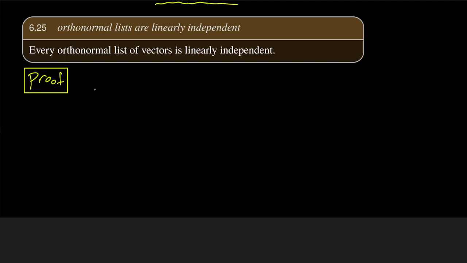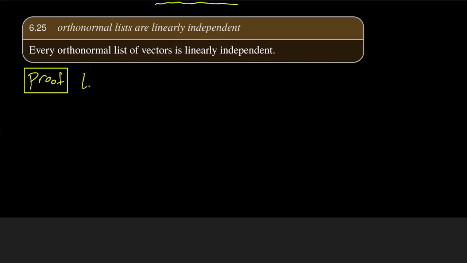How does being orthogonal and having norm 1 with respect to some particular inner product give you linear independence, which is a statement independent of the inner product? That is, it doesn't involve the inner product at all. It should hold no matter what the inner product is. So this is actually kind of a cool and strong result.